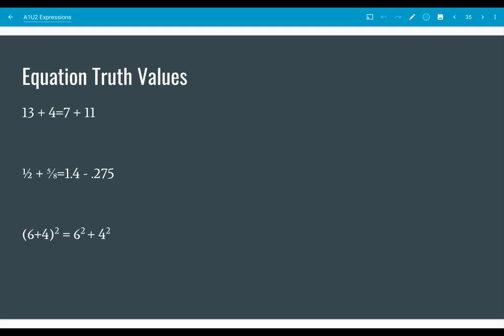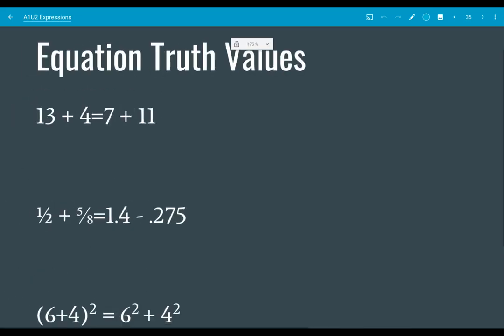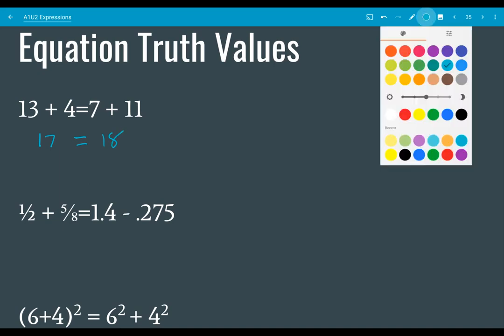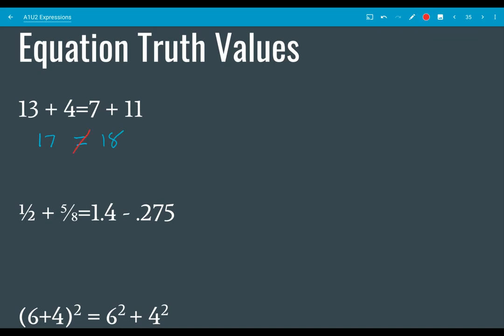So let's look at some truth values. Okay, so this one, let's look at this first one. 13 plus 4 is 17. 7 and 11 make 18. So what we do in this case is we put a line through the equal sign and we say 17 is not equal to 18. This one is false. So as I said before, when there's an equal sign, we make the assumption that it is true until we prove it false. So in this case, we've proven it false.